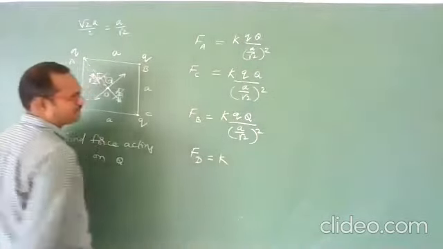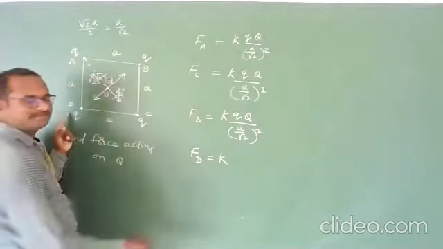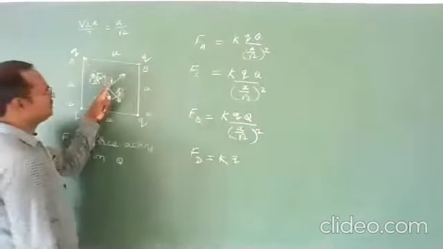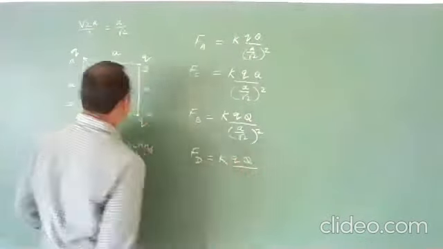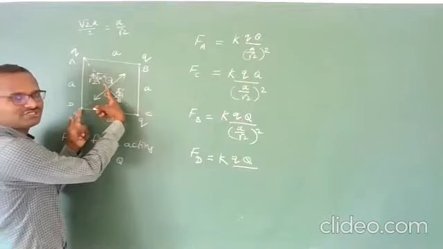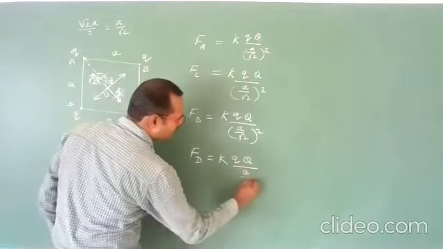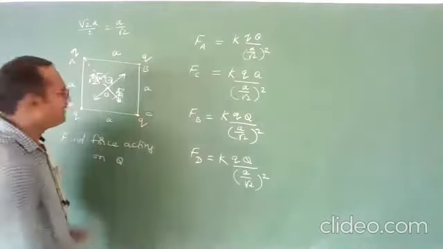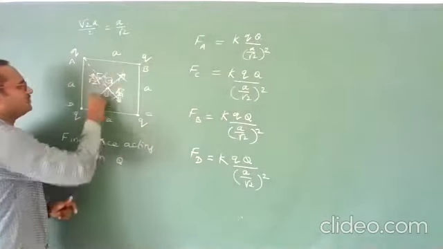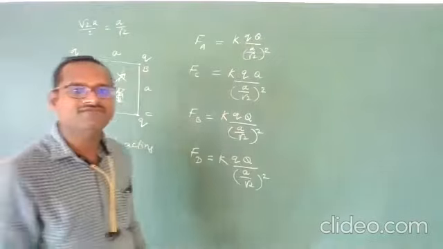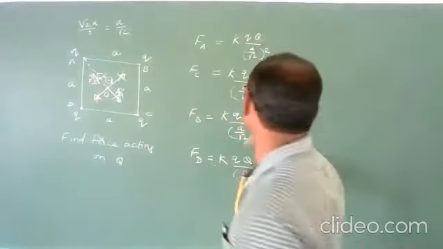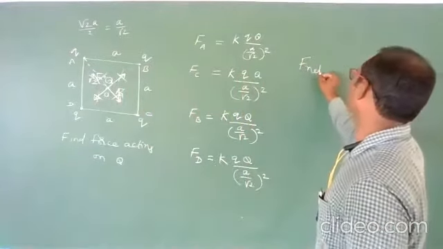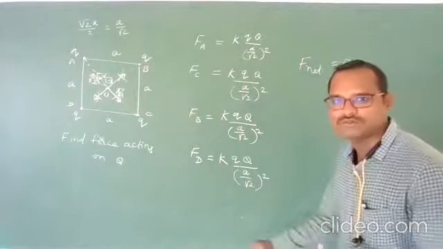How much is it? Again 1 by 4 pi epsilon naught, this charge into this charge upon the distance between these two, again the same distance, A by root 2. Magnitude wise again both are the same, but they are in opposite direction. Again, these two forces cancel each other. So net force F net should be 0. It is 0.